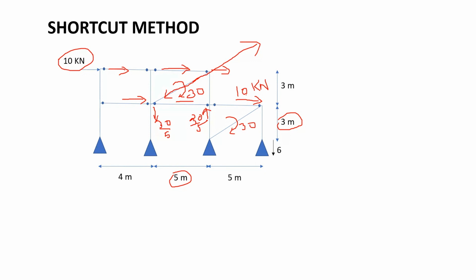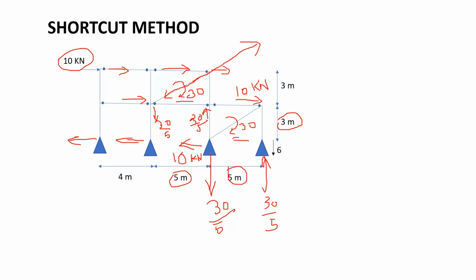And this 30 divided by 5, that will be the final push and pull at these supports. 30 divided by 5. So that will be the push and pull at these supports. And what about the shear? Since this bracing is connected to only this support, I can directly say that shear will be there only at this support and the value will be 10 kN. At these supports there will be no shear.